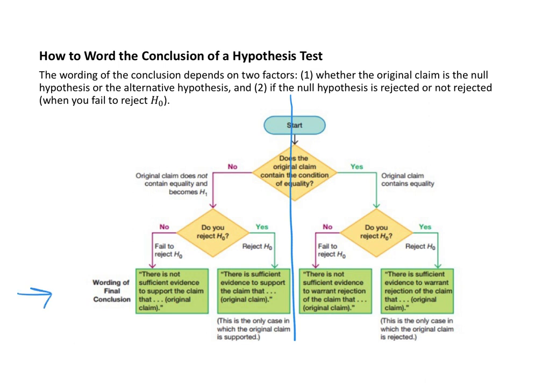There are four ways to word the final conclusion. You'll see that as the four green boxes on the bottom. On the right-hand side here, we will take a look at this side of the flowchart in example 1, where the original claim contains the equality symbol. And then in example 2, we'll take a look at the left side of this flowchart, where the original claim does not contain the equality sign. So that means it contains either the not equal sign, less than, or greater than sign.